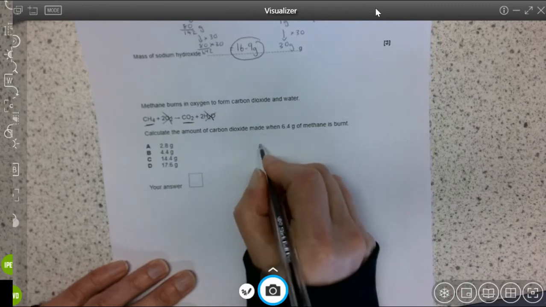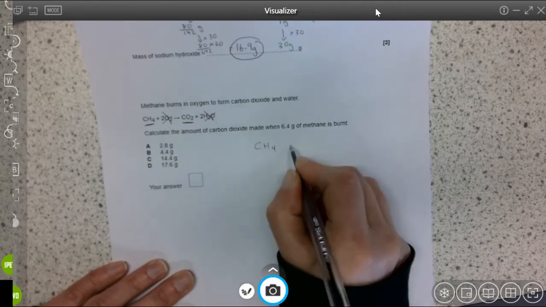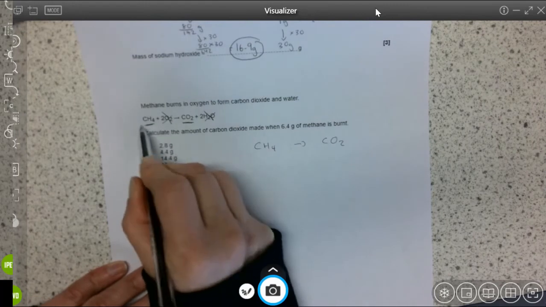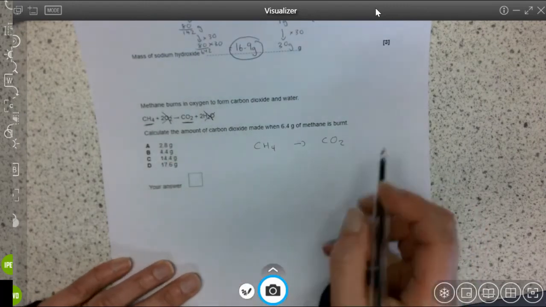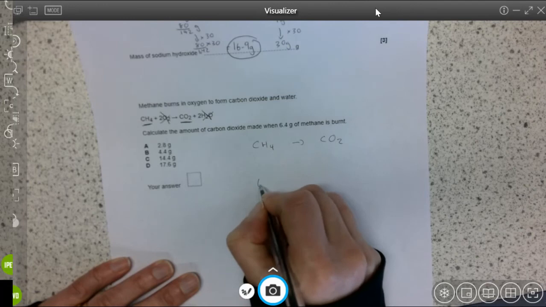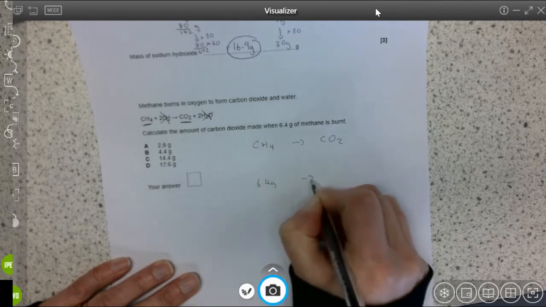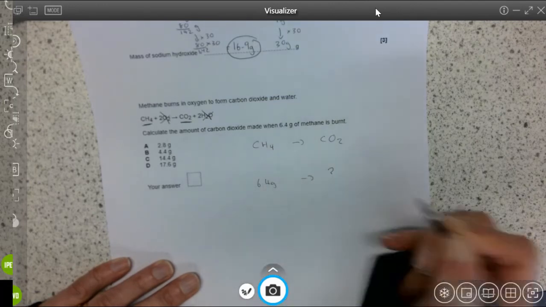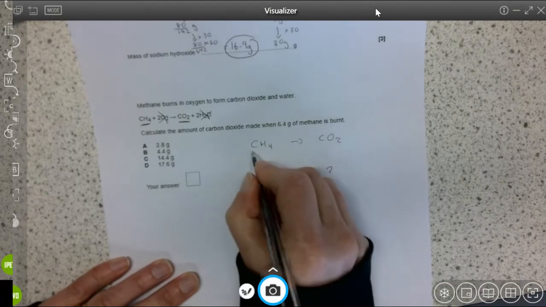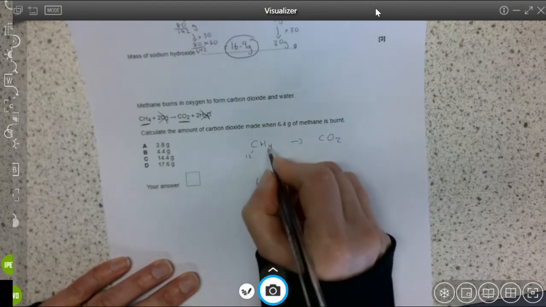So let's just write these out here because there's a bit more space. So from that chemical equation, 1 methane makes 1 carbon dioxide. So I'm going to burn 6.4 grams of methane and I want to work out how much carbon dioxide that's going to make. So again, I need to look at the relative formula mass. So carbon, if you look in the periodic table, biggest number is 12. Hydrogen's 1 and there's 4 of them.